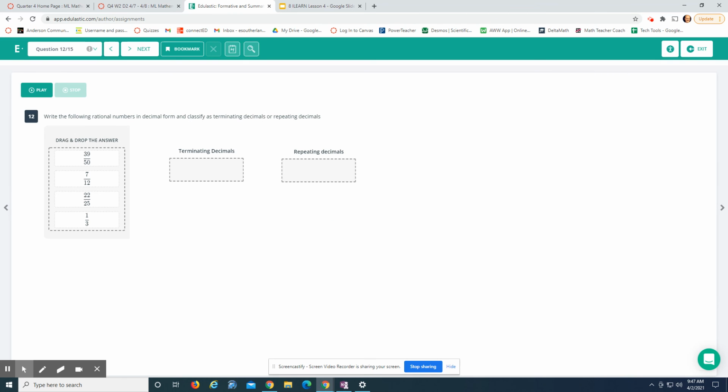Number 12, drag and drop. You want terminating. Terminating means to end. Repeating means not to. Type these into calculators. Find out, do they repeat? Do they not repeat?